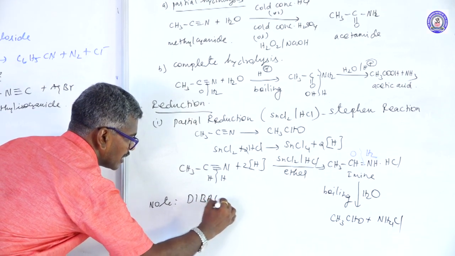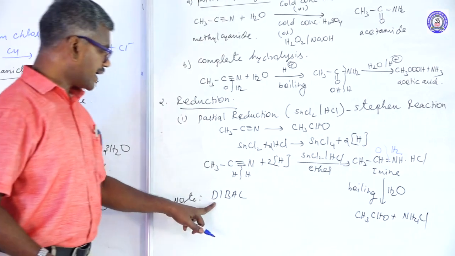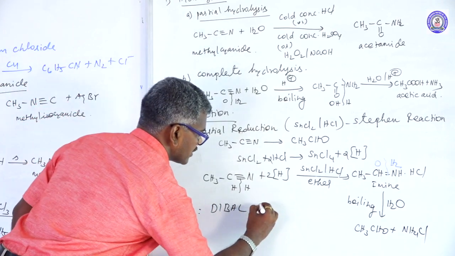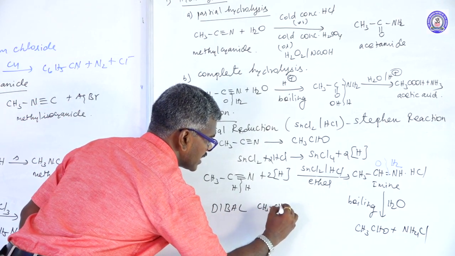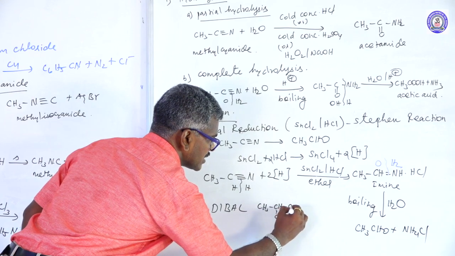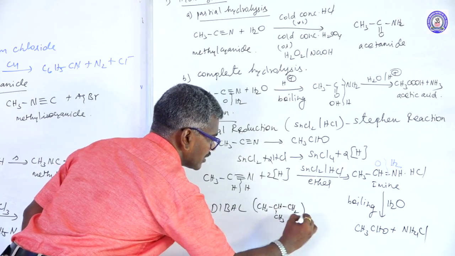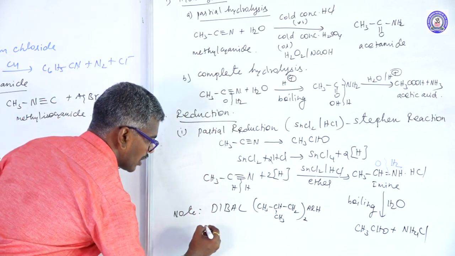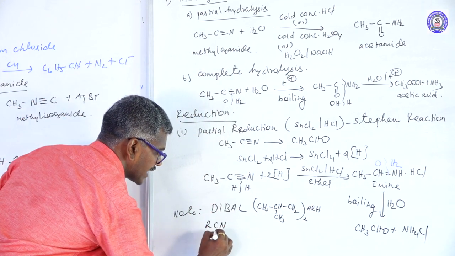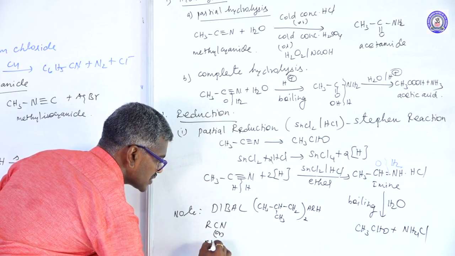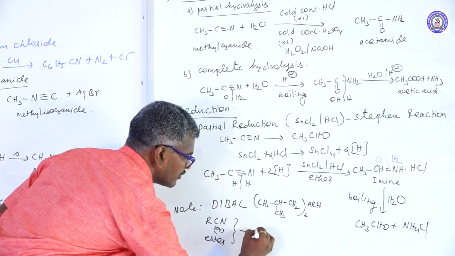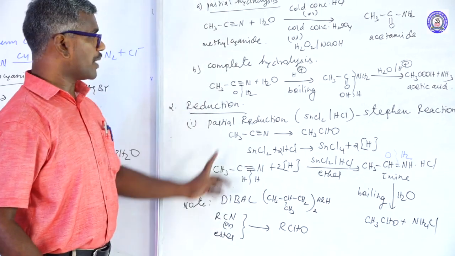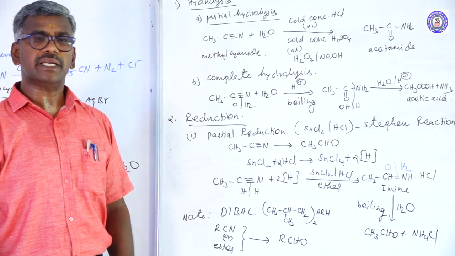One more method is DIBAL, which is nothing but diisobutyl aluminum hydride, (CH3)2CHCH2 twice attached to Al. With this catalyst, any alkyl cyanide or ester is converted into aldehyde. It is also a partial reduction. Another one is complete reduction.